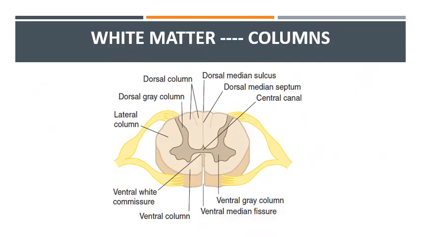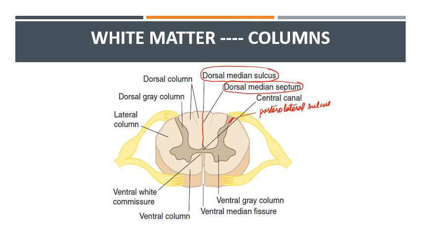Next, we will discuss the white matter of the spinal cord. As we mentioned, the spinal cord has white matter around the gray matter. For white matter, each part is termed a column. The dorsal column lies between the posterior or dorsal median septum and the posterolateral sulcus.